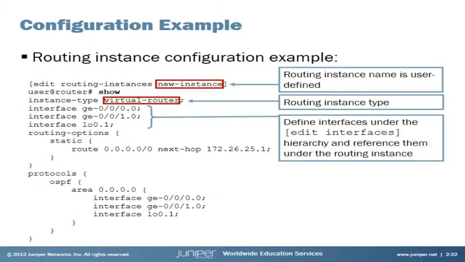Okay, so here's an example. We are creating a routing instance. We've called it new instance. When we do a show, we will see the instance type, which is virtual router. We put some interfaces in there. We've set up a static route, a default static route in fact, with a next hop of 172.26.25.1. We've also added some protocols into it, which is OSPF, and we put some interfaces in there as well. So we've gone into our routing instance and set up some routing information.